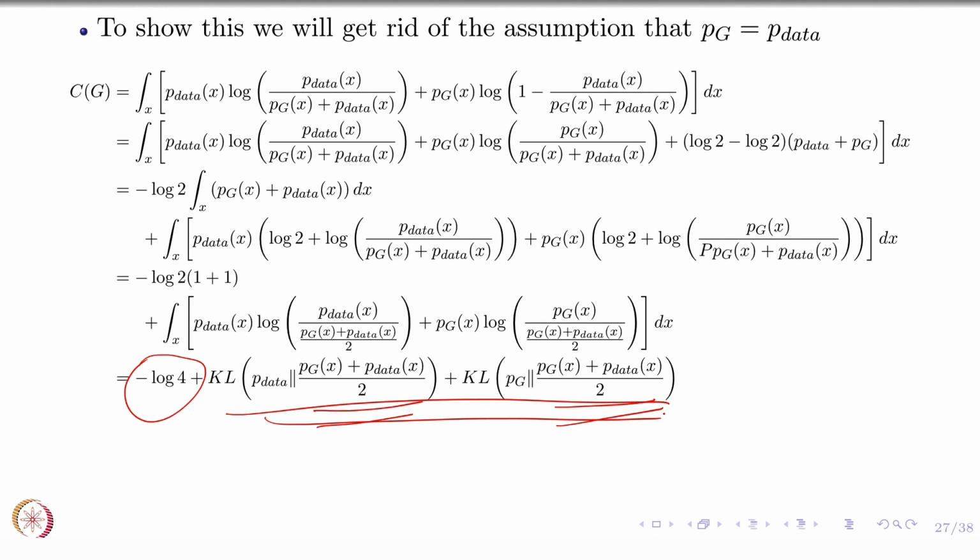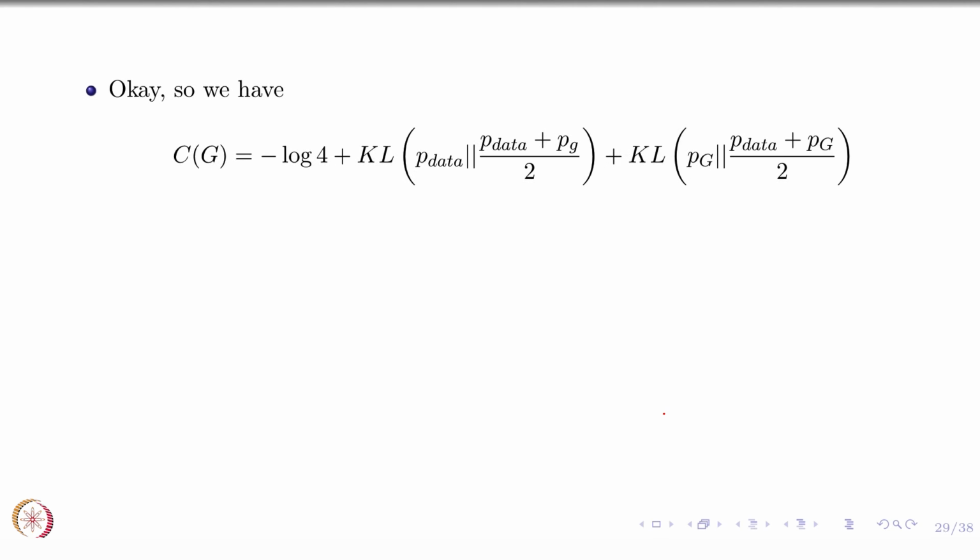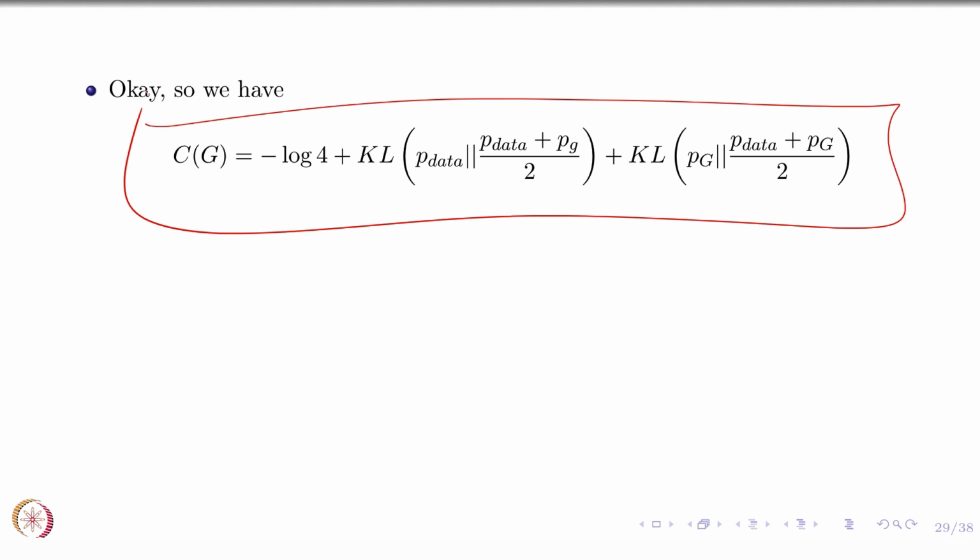Okay, so let's look at the steps. So now at this point, what I've done is the step 2 of the proof of the theorem. I've shown you what is the value when PG is not equal to P data. Is that fine? Now what I need to show you is that the minimum is attained only when PG is equal to P data. So the general term is this, for any PG, any P data.